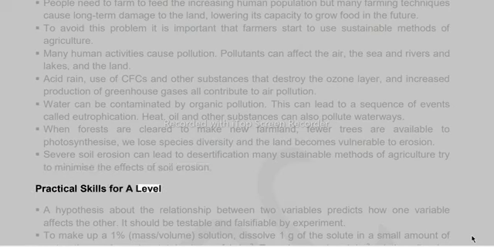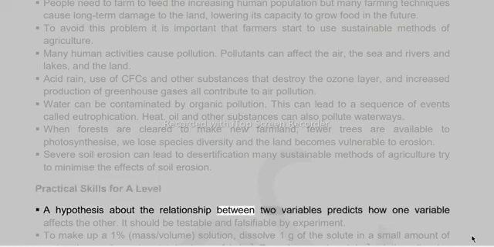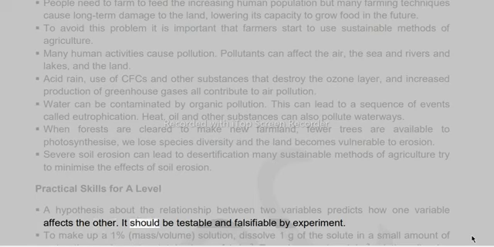Practical skills for A-Level. A hypothesis about the relationship between two variables predicts how one variable affects the other. It should be testable and falsifiable by experiment.